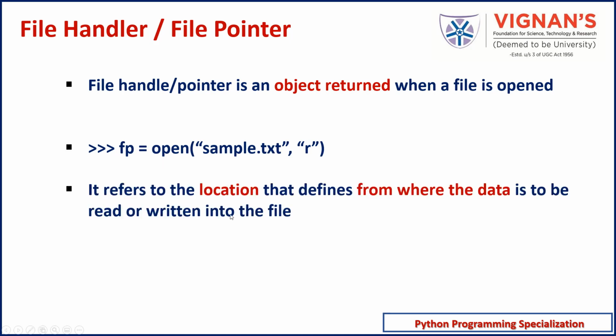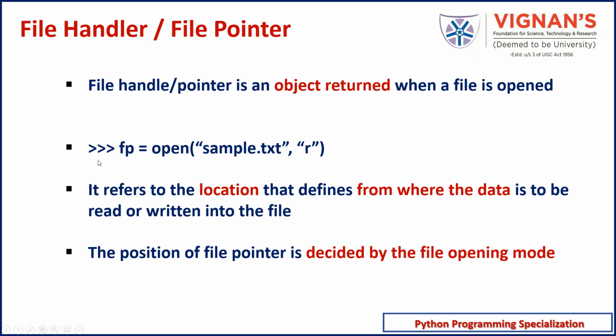This file pointer refers to the location that defines from where the data is to be read or written into the file. On opening the file, the position at which the file pointer is placed is decided by the mode in which you are opening the file. If you open the file in the read mode, then the file pointer will be set to the first character of your file. When the file is opened in the write mode, in that case also the file pointer refers to the first character of the file.